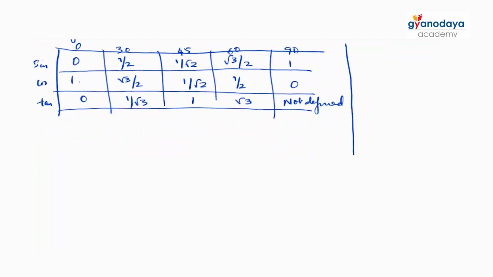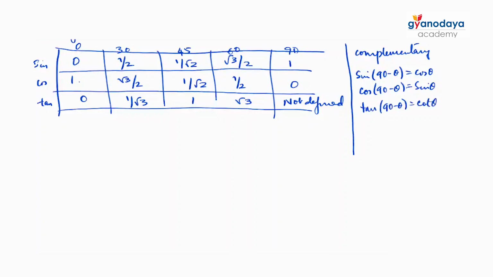What we also have in our course are the complementary angles, which essentially say that sine of 90 minus theta is cos theta, cos of 90 minus theta is sin theta, tan of 90 minus theta is cot theta, secant of 90 minus theta is cosecant theta, cosec of 90 minus theta is sec theta, and cot of 90 minus theta is nothing but tan theta.